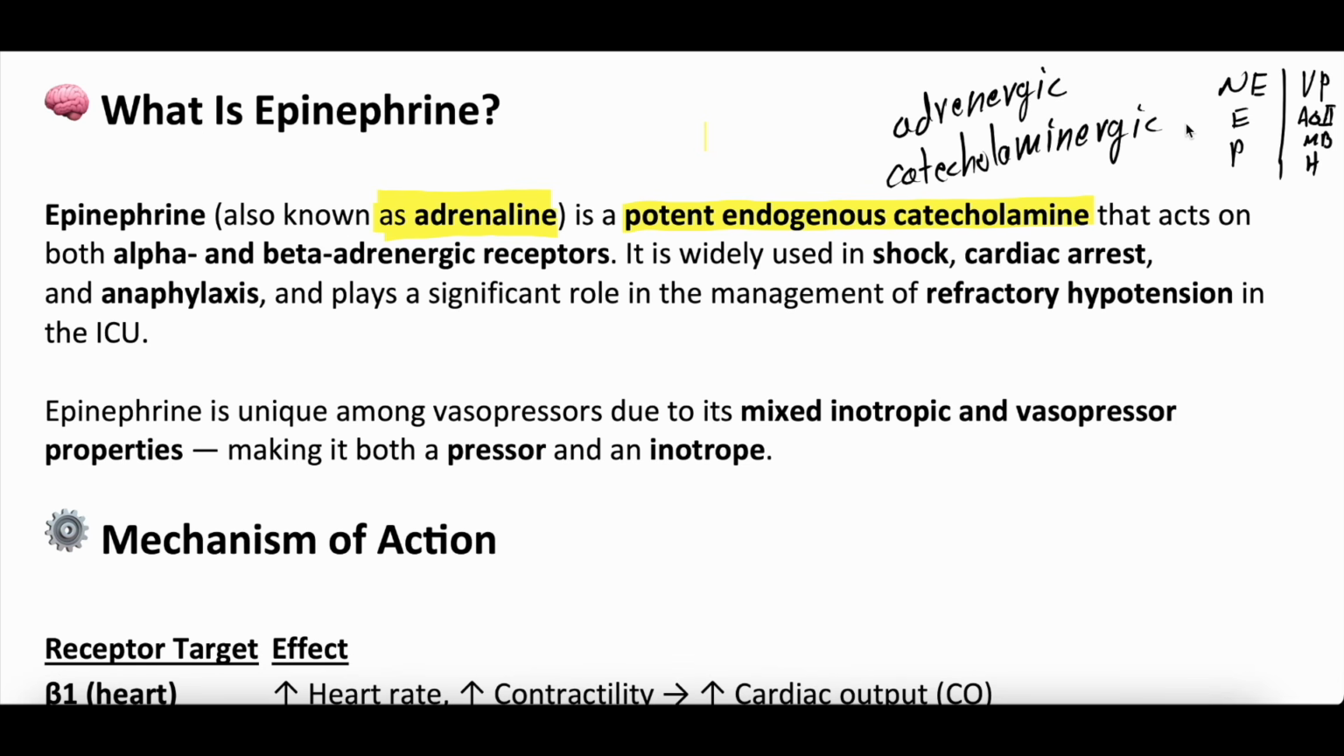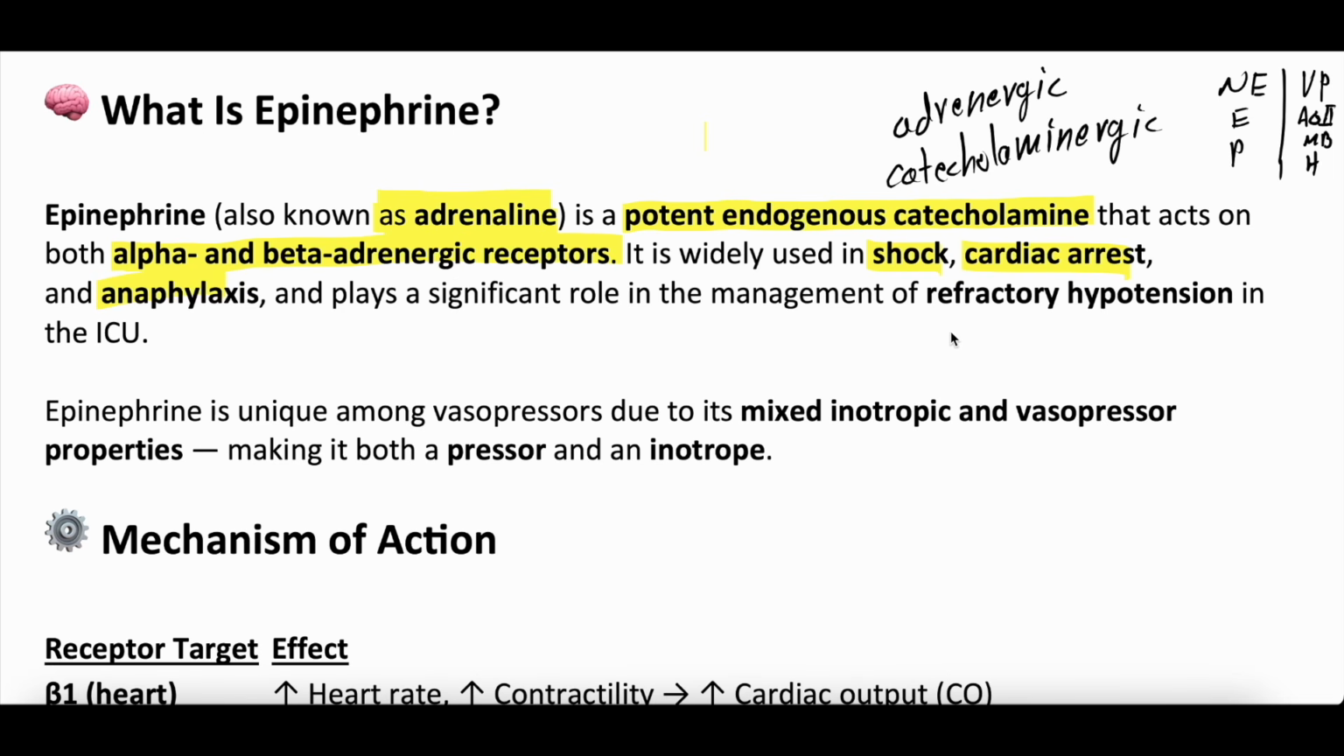But there's kind of two different categories. So epinephrine is a catecholamine vasopressor, a catecholaminergic or adrenergic vasopressor. It acts on catecholamine receptors. Particularly two that we talk most about with vasopressors being the alpha and beta adrenergic receptors, which we're going to talk more about. Epinephrine is widely used in shock states, cardiac arrest, and anaphylaxis.